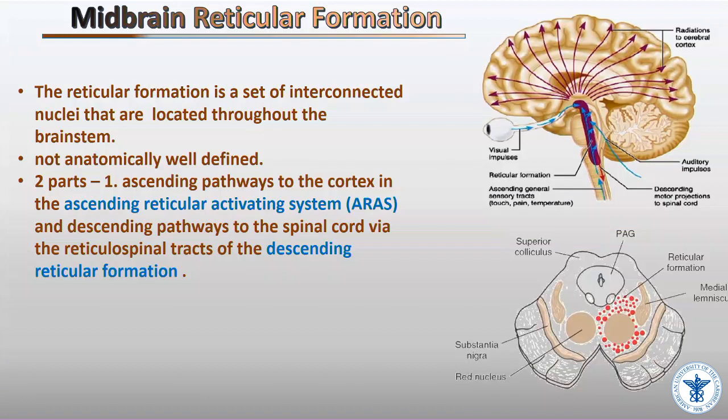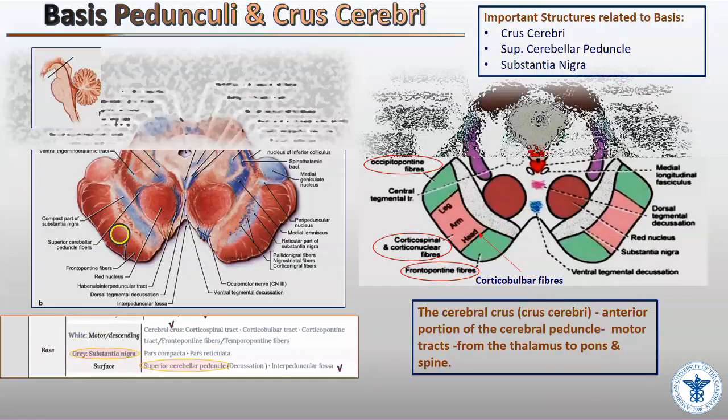The midbrain reticular formation, again, is an extremely complex area. We don't get into the nitty-gritty of this, but just remember that it's there in the tegmentum that you can see here, right? It's spread in the tegmentum around the red nucleus area. And basically, there are two parts to it. You have the ascending reticular activating system, which is associated with consciousness or conscious experience.